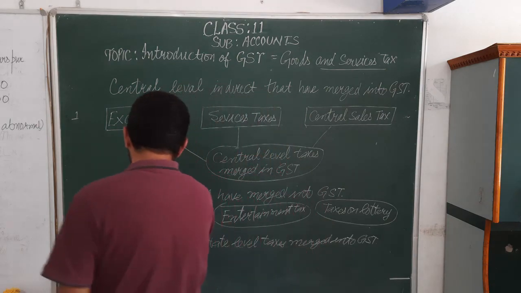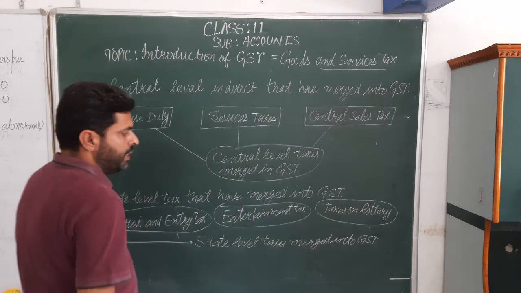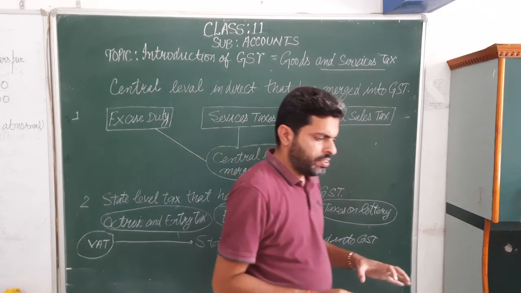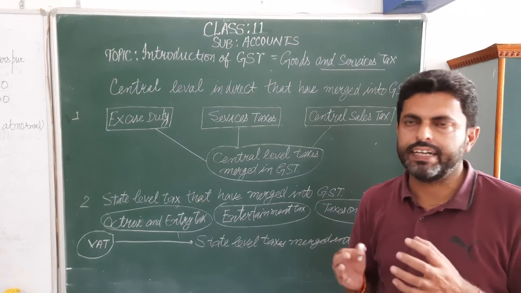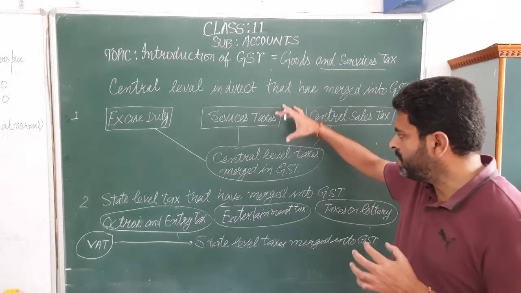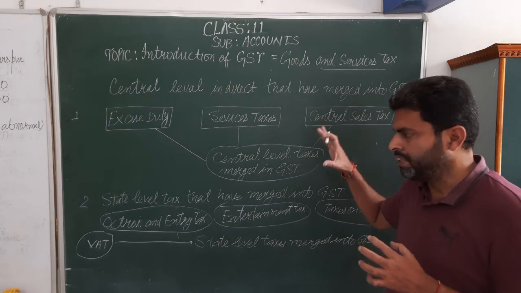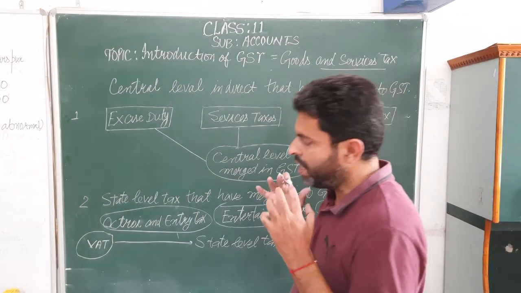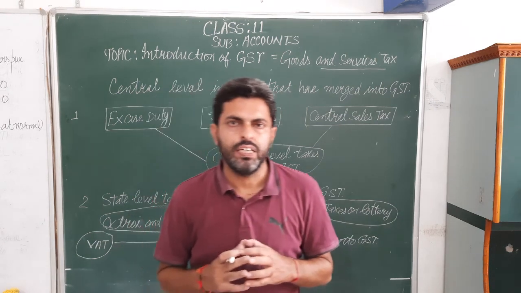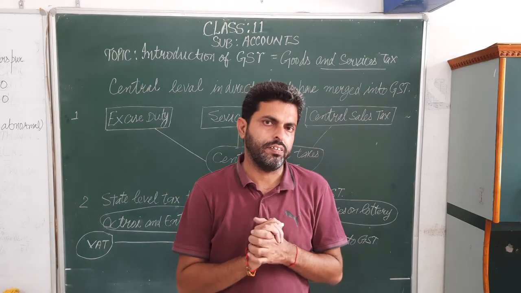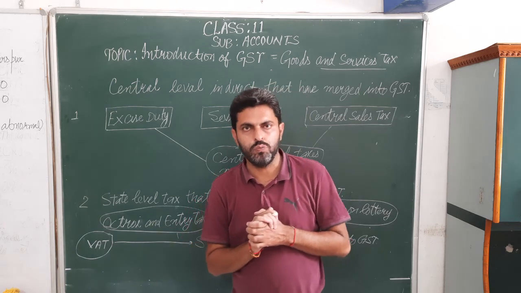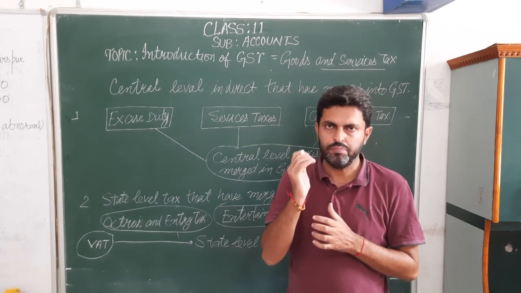These are also indirect taxes. These are the state level and central level taxes that are merged into GST. Now I will explain the GST rate structure. The GST rate structure is divided into five main slabs.